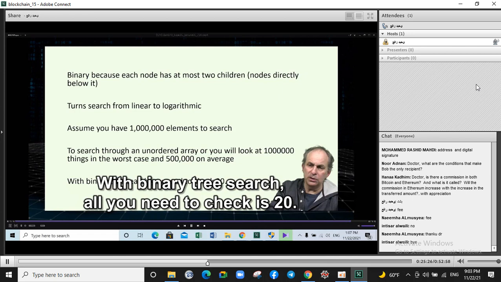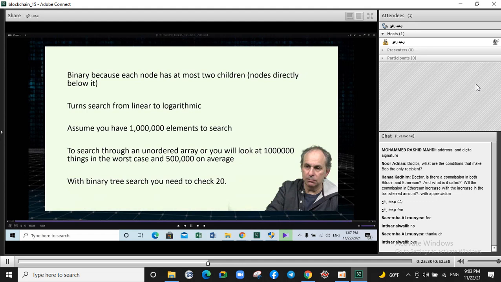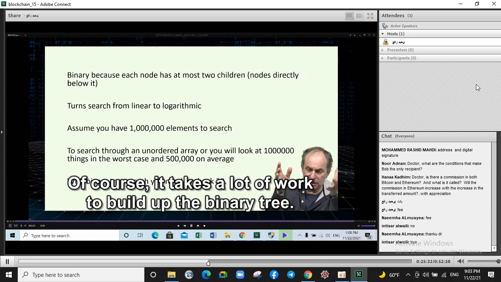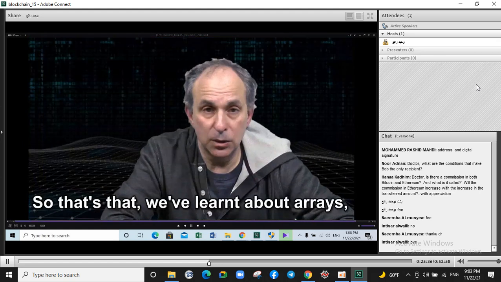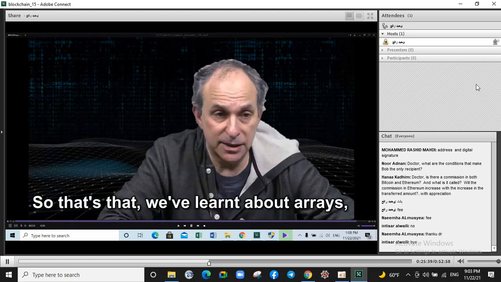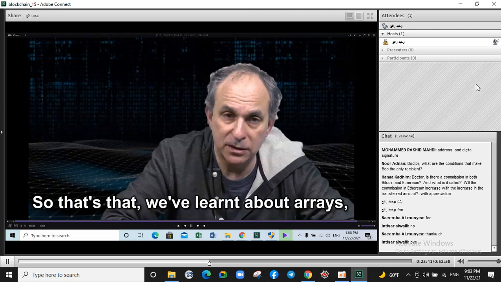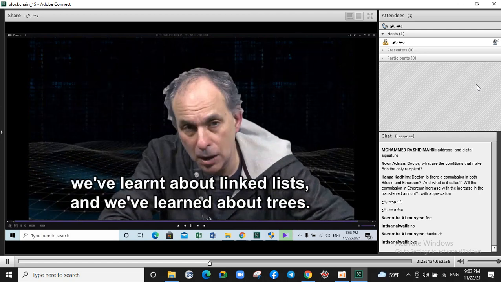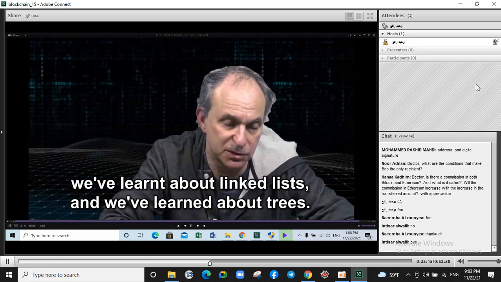So the binary tree is a lot faster than the linear search. Of course, it takes a lot of work to build up the binary tree. Okay, so that's that. We've learned about arrays, linked lists, and trees, and we've learned some examples of how you use trees.